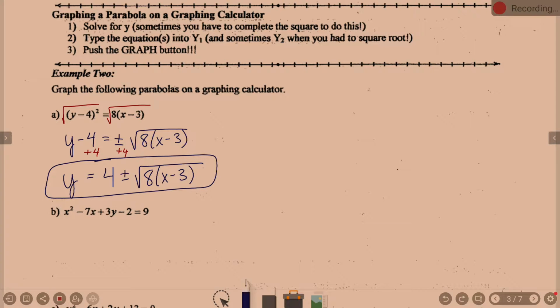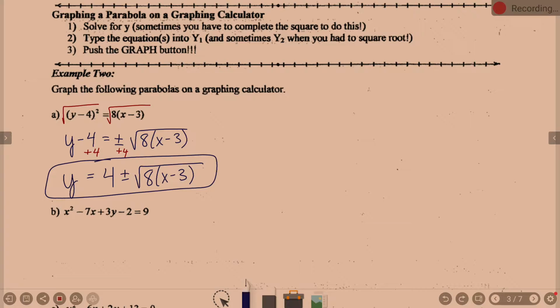Can you put that on the back? Could you put that plus 4 or minus 4 on the back? You could. If you put the 4 on the back, it'd be plus or minus the square root of 8 times (x minus 3), and then a plus 4 after the square root. The plus or minus has to stay in front of the radical.